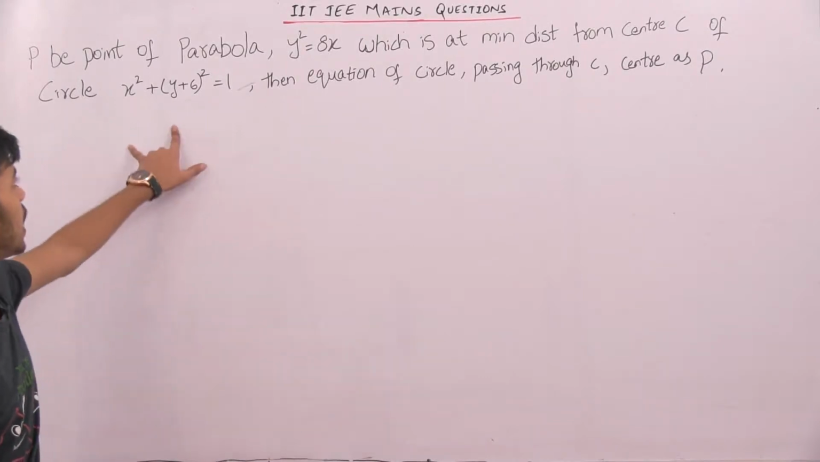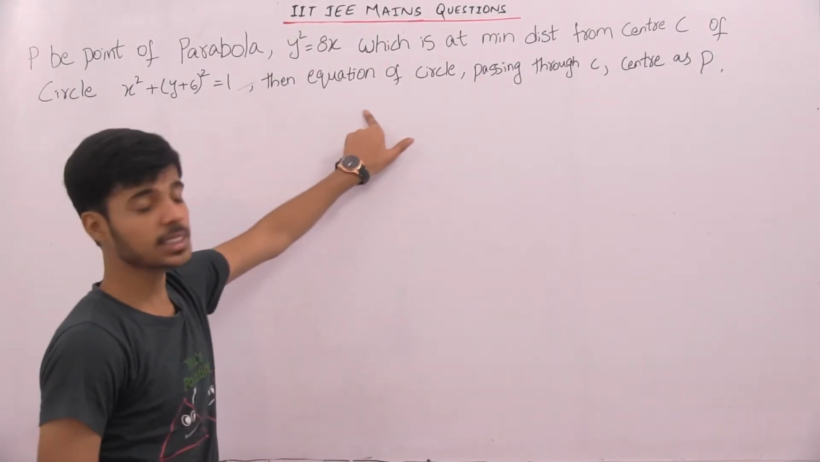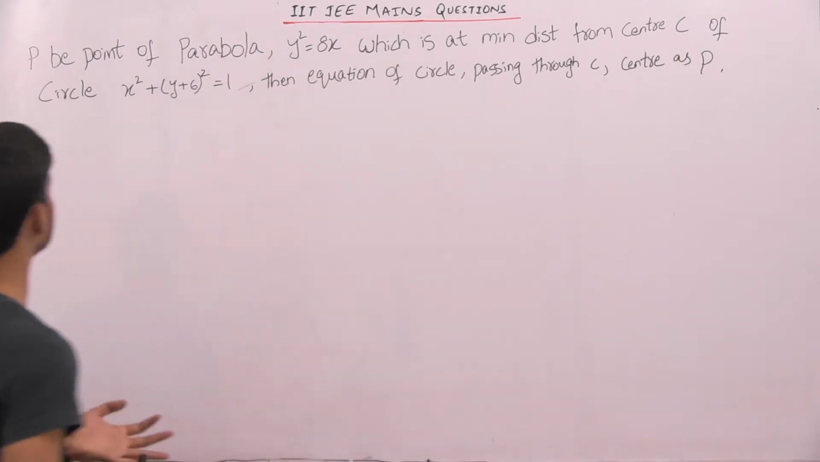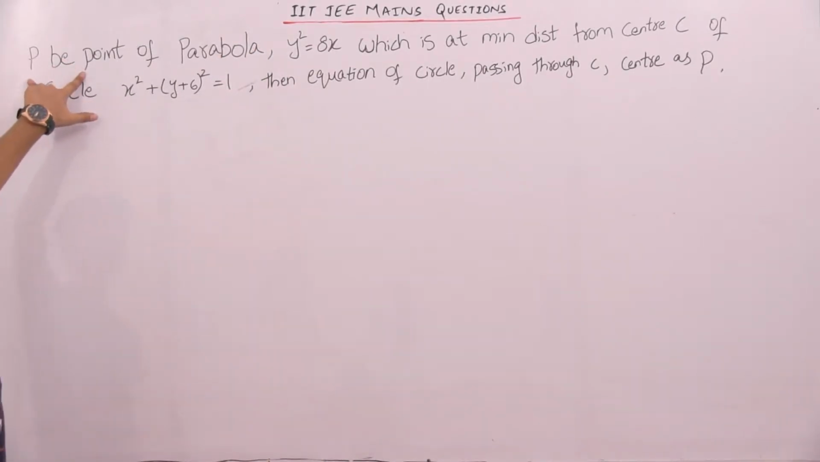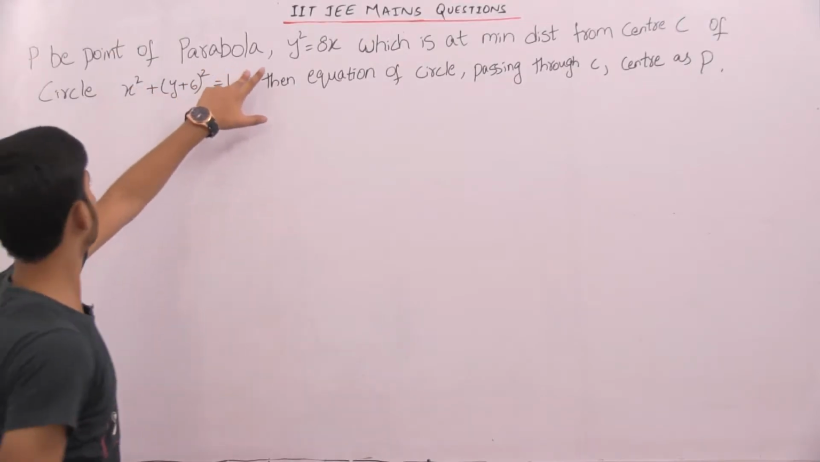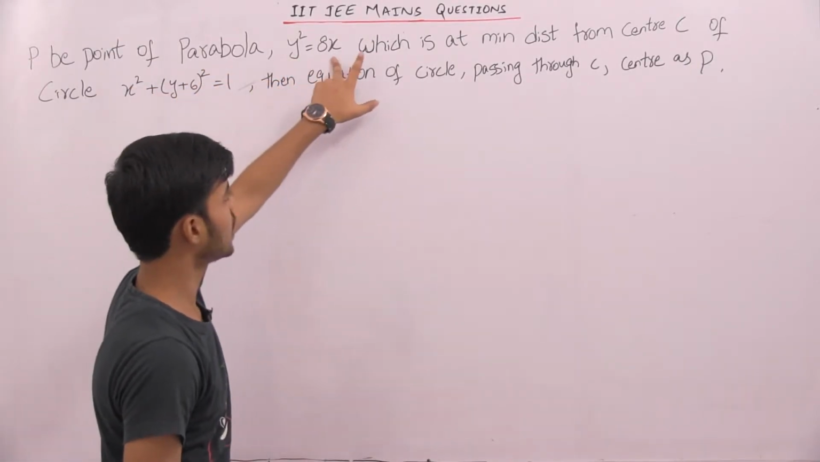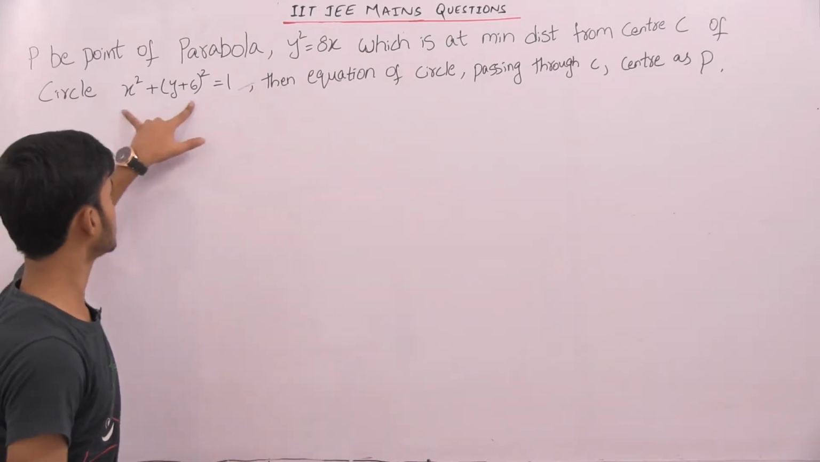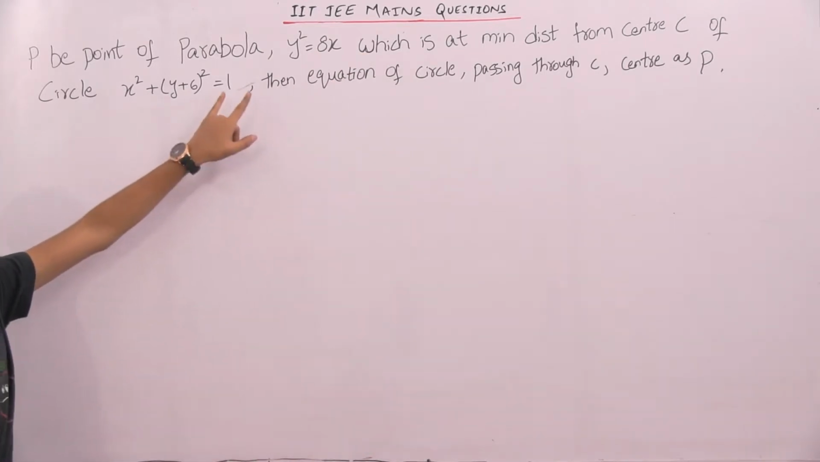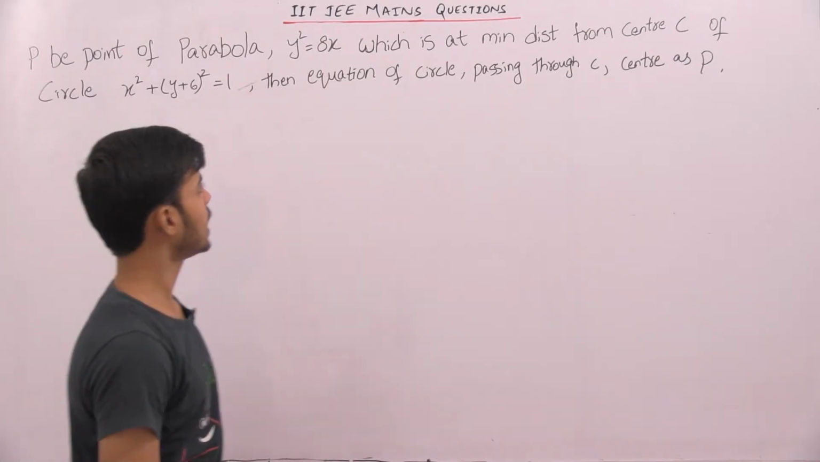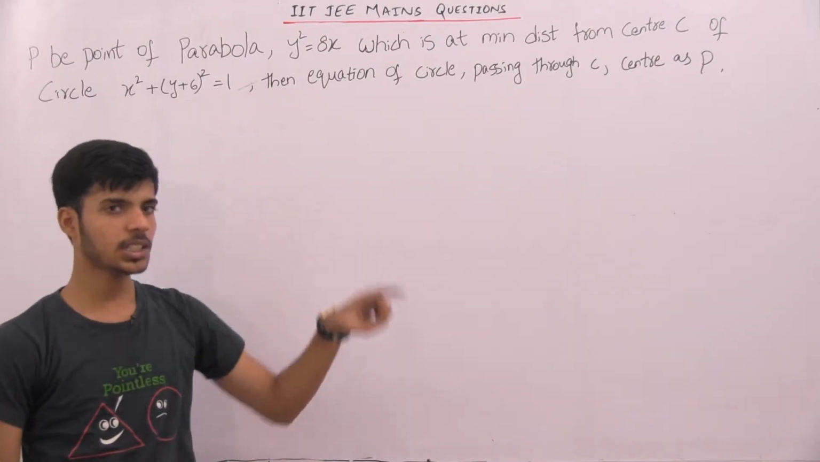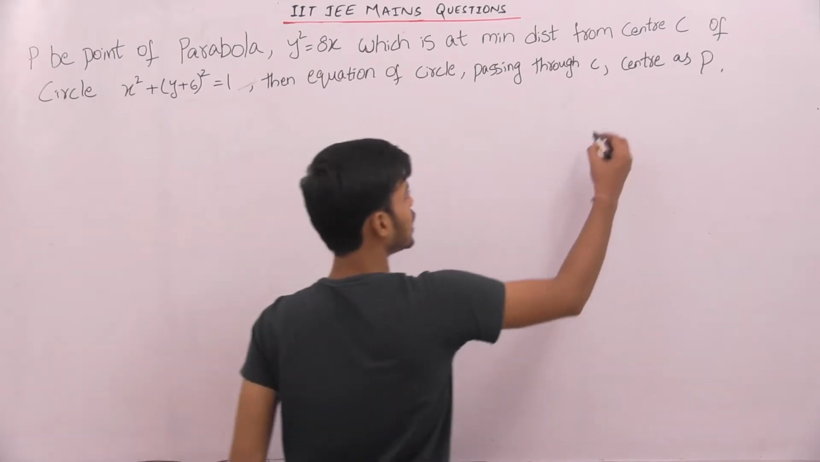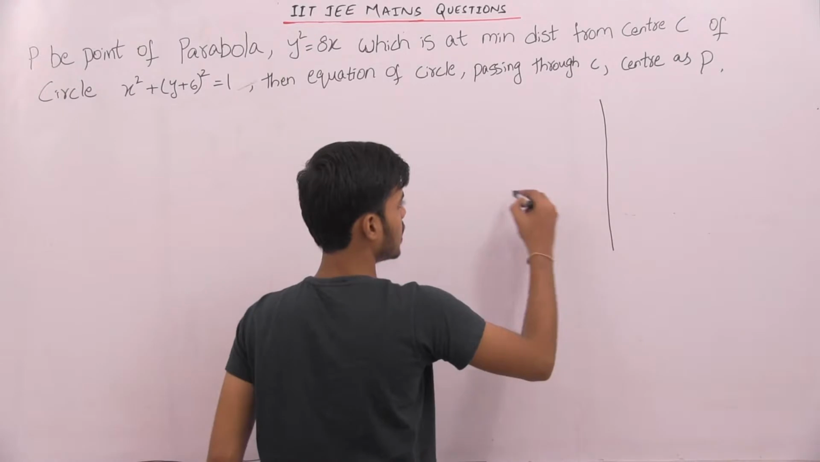Now we have a question from circles which also has a parabola. We have to assume a point P on the parabola y square equal to 8x, which is at a minimum distance from the given circle's center. Then we have to find the equation of a circle passing through the center of this circle and with center as P. So let's imagine how it is.